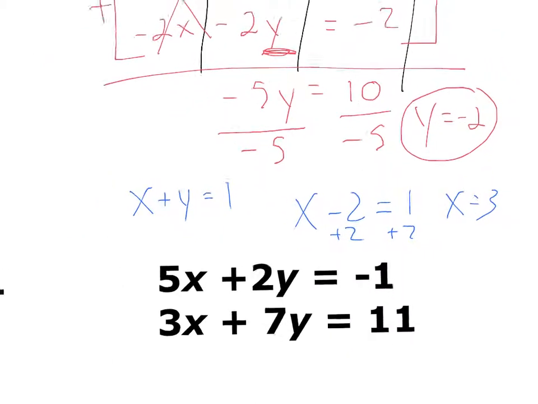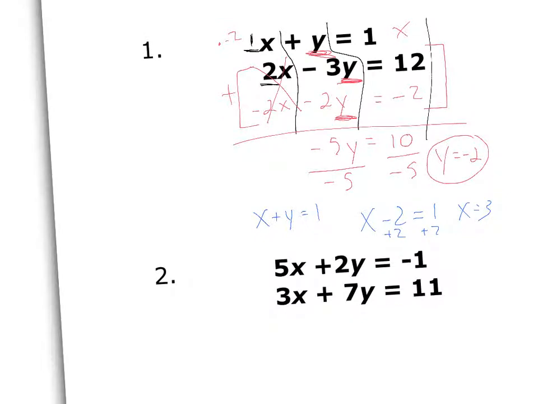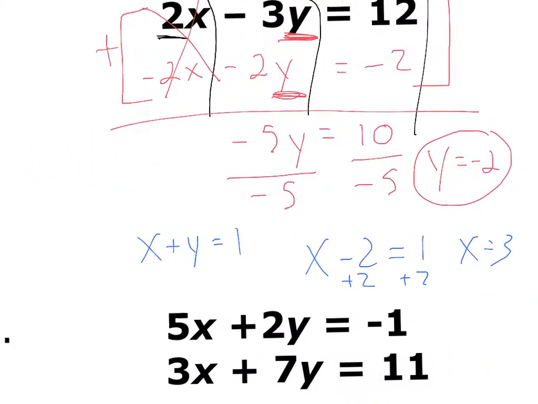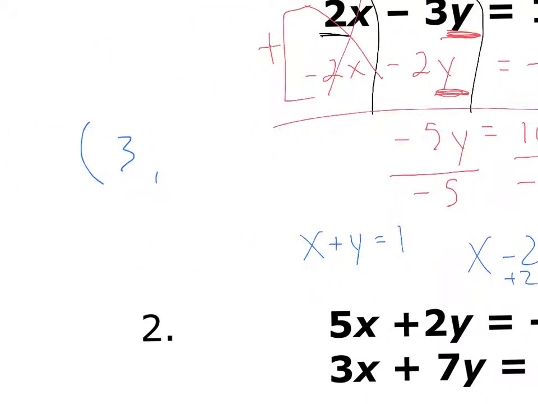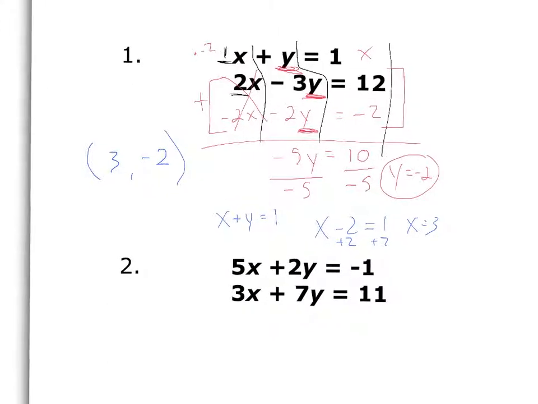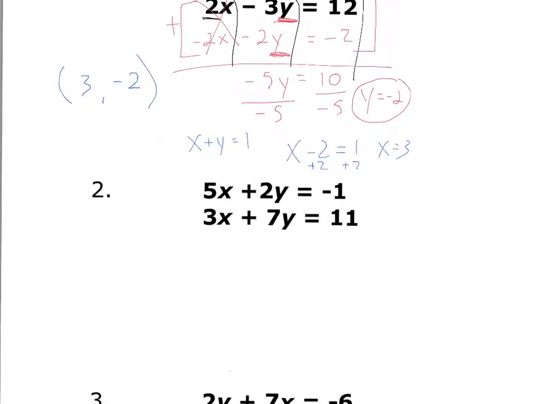So since we have x equals 3, we can go ahead and write our ordered pair solution. Our x was 3, and our y was negative 2. Okay, so that's what we've been talking about the last couple times, and ones that you have to multiply by some number to get the columns to cancel out.